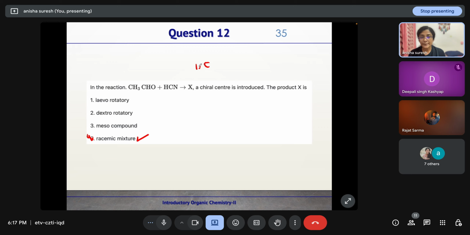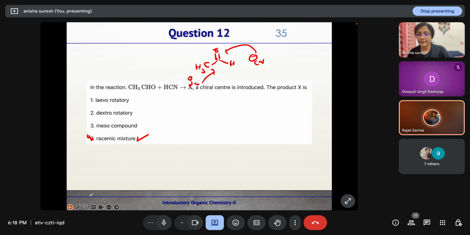So CH3, C double bond O, H. The CN minus can attack from this side or from this side. Both are equally probable, like from above the plane or below the plane as well, right? Then racemic mixture. So if we are considering from above the plane it can attack, and from below the plane it can also attack. Both are equally possible.